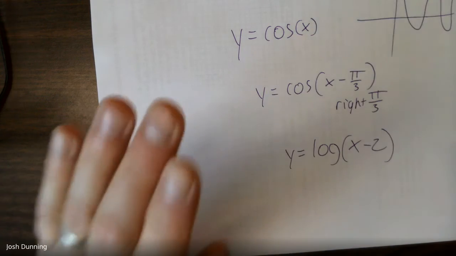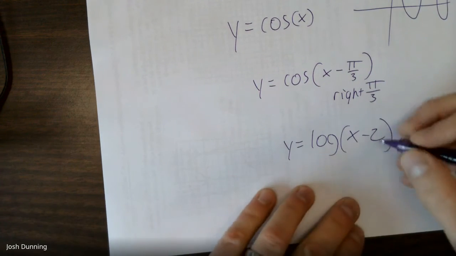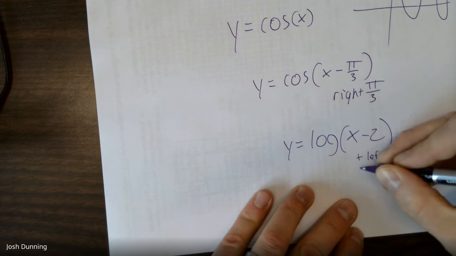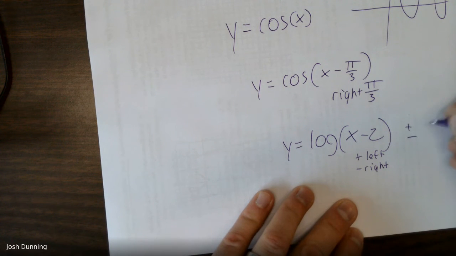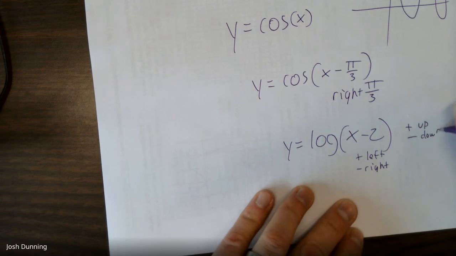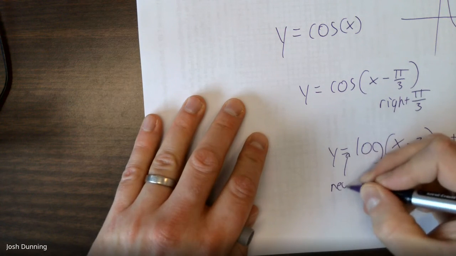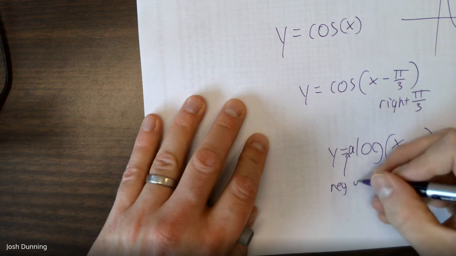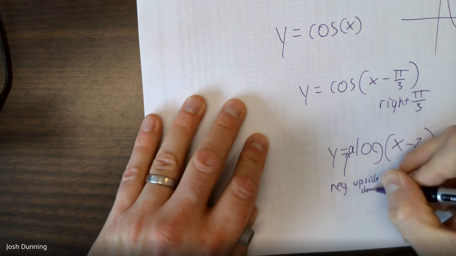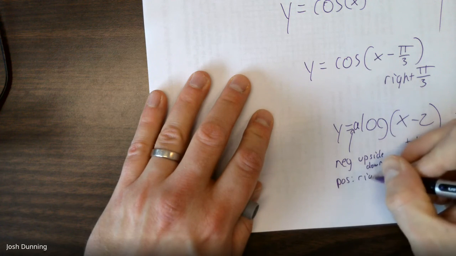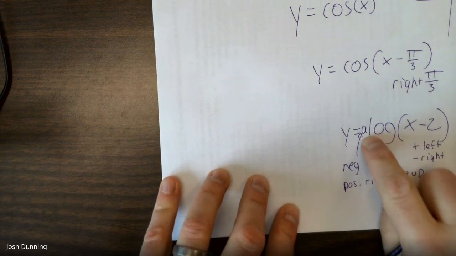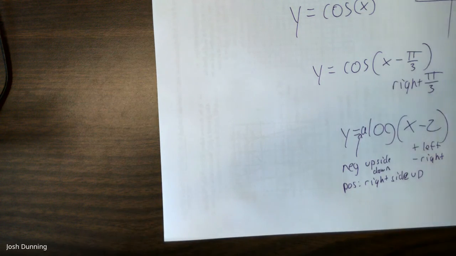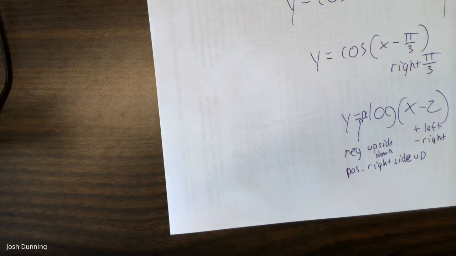Oh, just a quick summary again then. Inside, horizontal, plus is left, minus is right. Outside, which would work for either of these as well, and we'll get to them, plus is up, minus is down. Out front, if you have a negative, it's upside down. Positive, right side up. If you have a whole number, it's a stretch, makes the shape narrower. If it's a fraction or a decimal, it squishes it down, makes it wider.